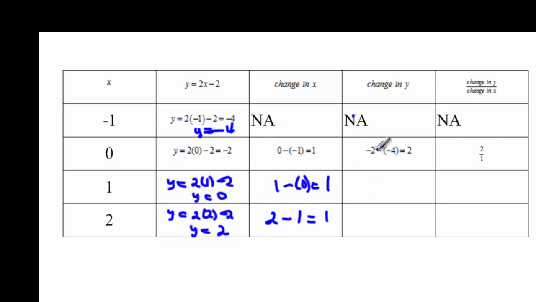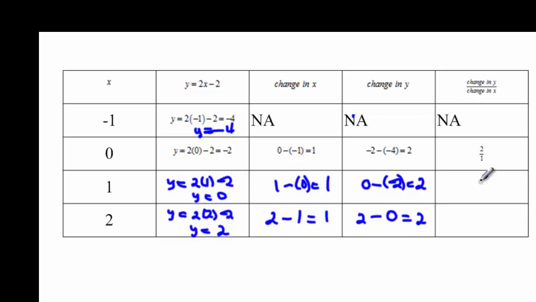Now I come over here and I look at my change in y. Again, I take the newest value minus the one before it. So negative 2 minus a negative 4 would be plus 4, or positive 2. Now I'm going to take 0, which is my y value here, and subtract from that the negative 2, which gives me 2. And then for this last one, I start with the 2, the y value for this line, and I subtract the previous y, which was 0, and again I get 2.